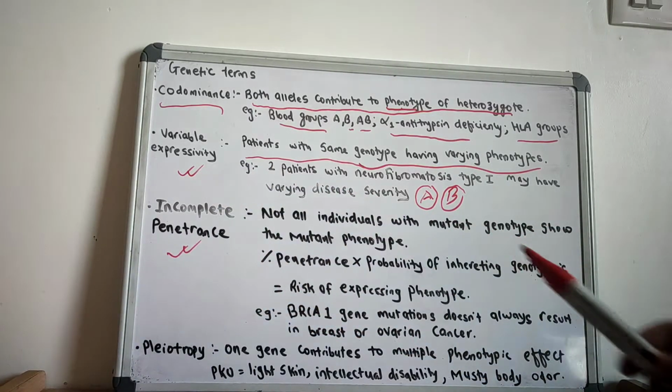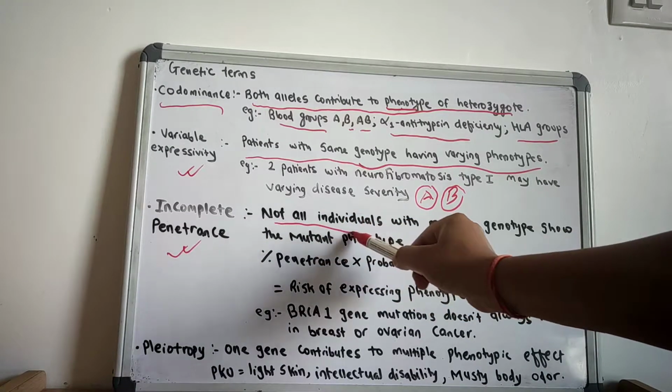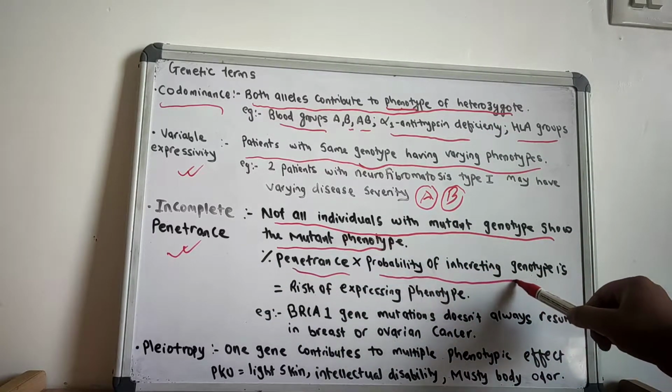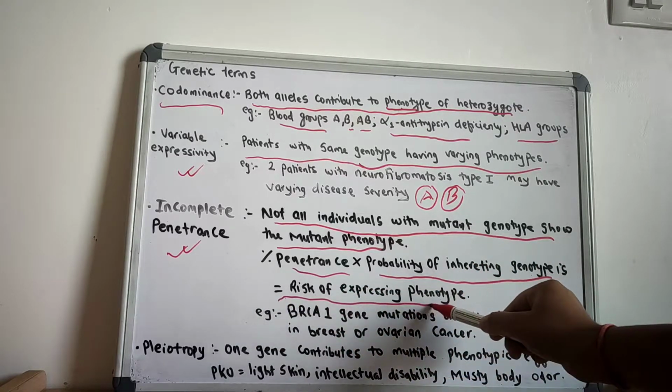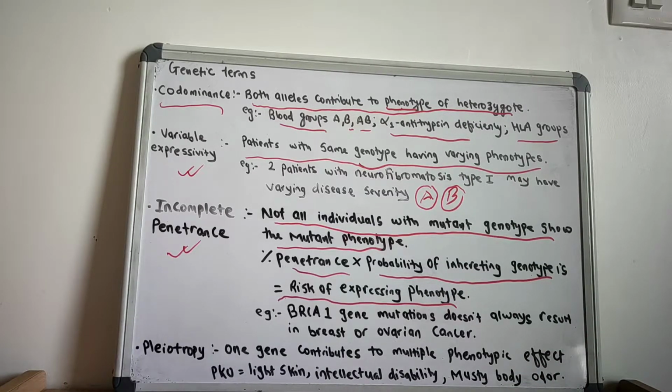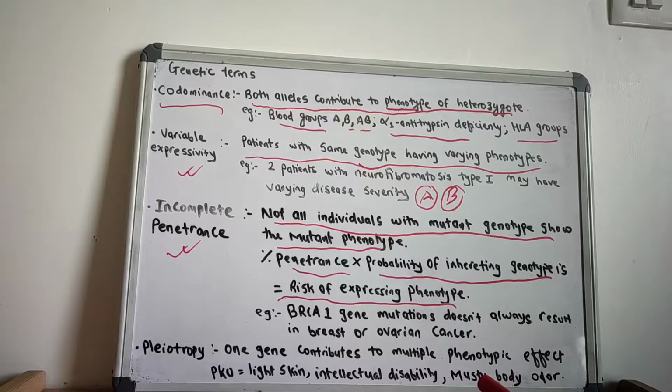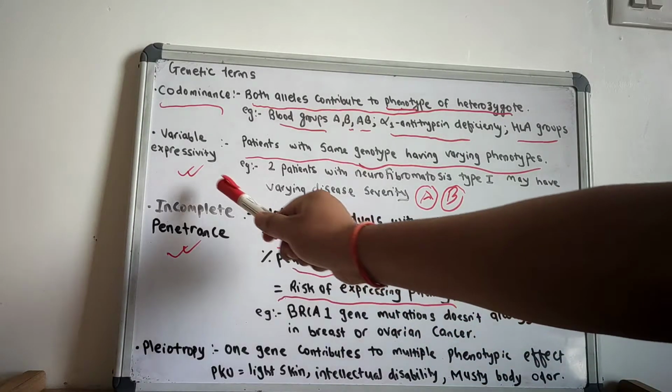Another is incomplete penetrance. Not all individuals with the mutant genotype show the mutant phenotype. The percent penetrance multiplied by the probability of inheriting the genotype equals the risk of expressing the phenotype. For example, a BRCA1 gene mutation doesn't always result in breast or ovarian cancer. One may say, I smoke a lot of cigarettes but I don't have lung cancer, or my mother died of breast or ovarian cancer but I don't have it. It is not always the case, because of incomplete penetrance.